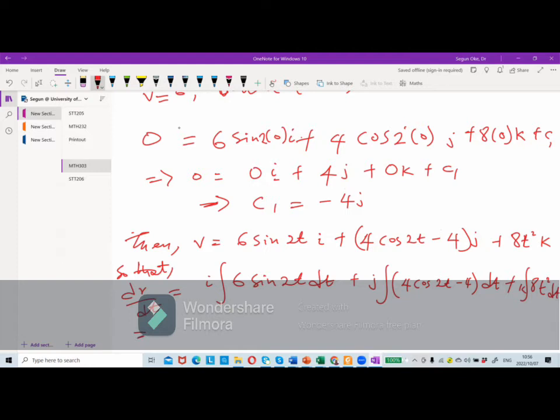So at the end of the day, you have i. If I integrate this very well, what do you have? When you integrate sine, what do you have? Minus cos. We have 6 over 2, that is 3, times cos 2t, so minus 3 cos 2t i.